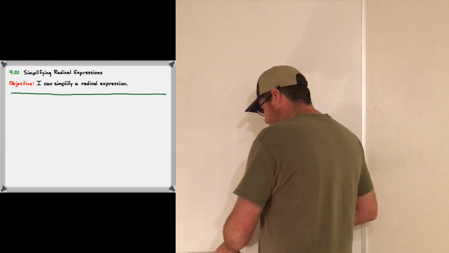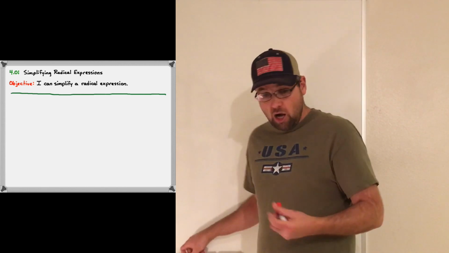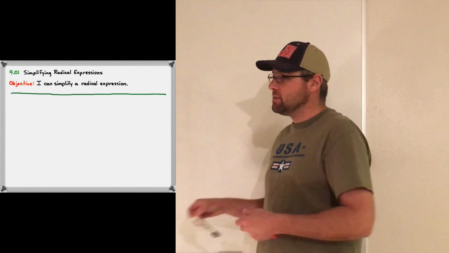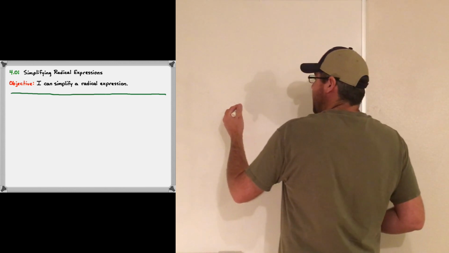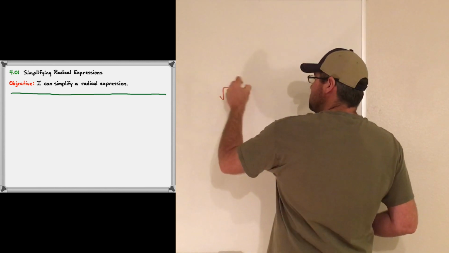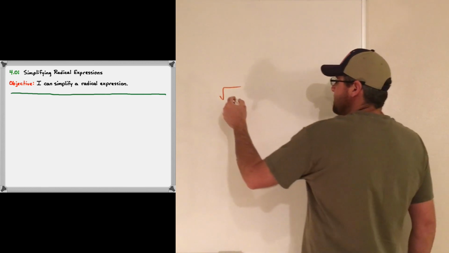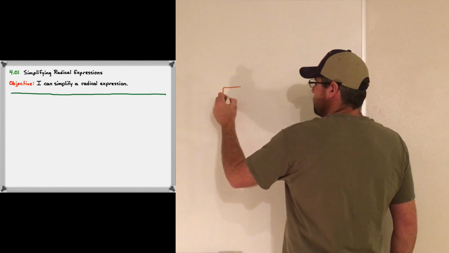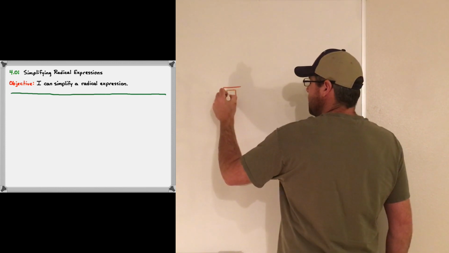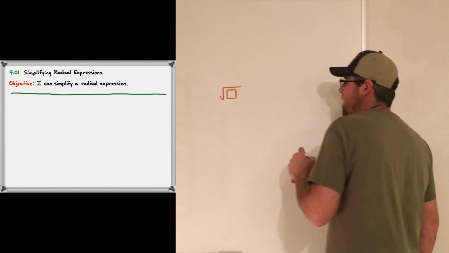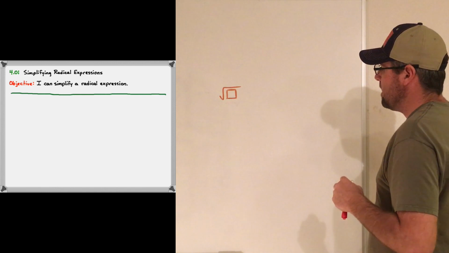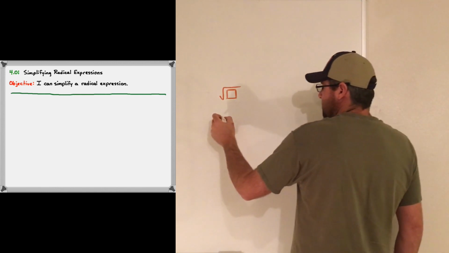But before we go any further, let's talk about what a radical is. When I say radical, what that means is just the square root symbol. That's a radical, okay? And the thing inside the square root, whatever it is, number, variable, whatever, is the radicand, okay?